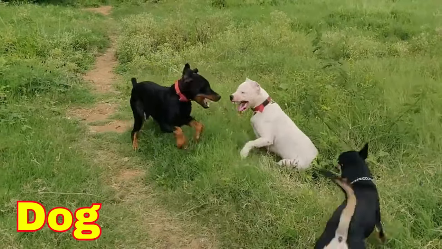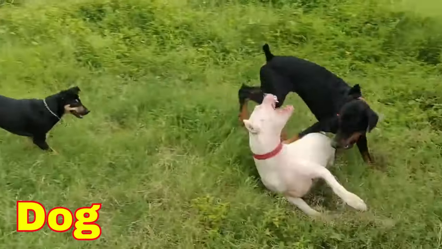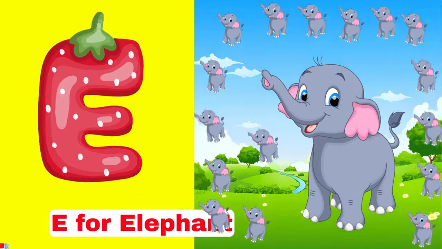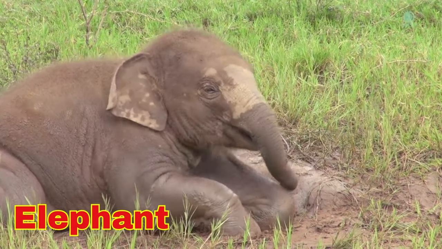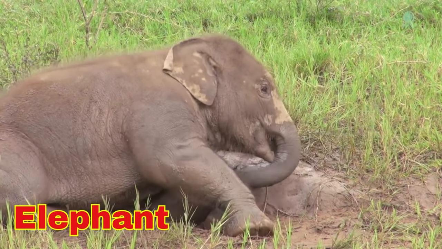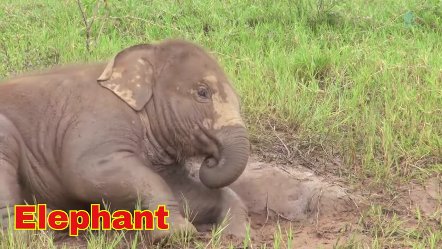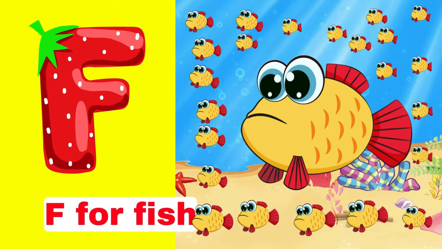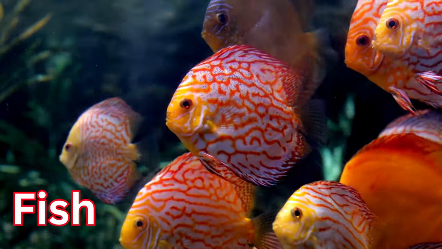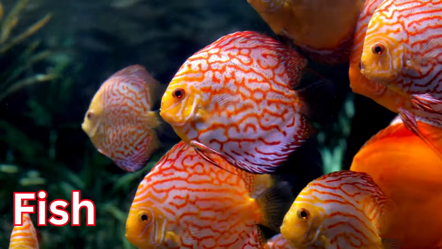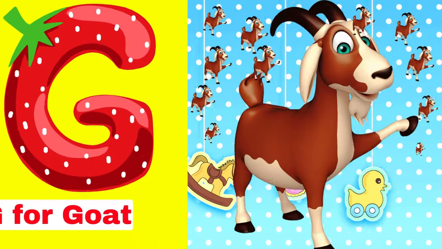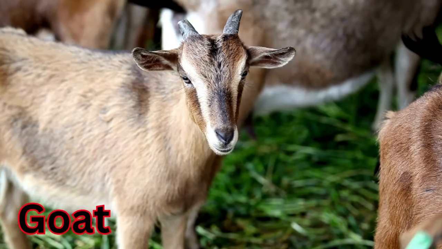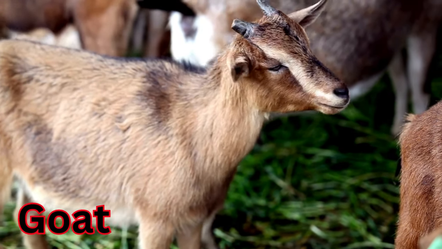Dog. E for elephant. Elephant. F for fish. Fish. G for goat. Goat.